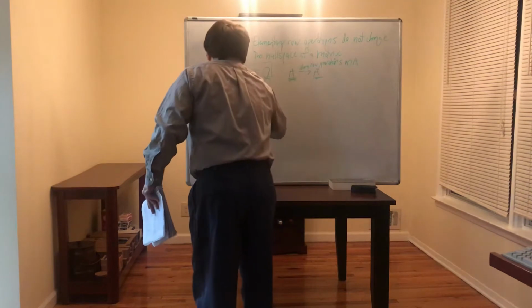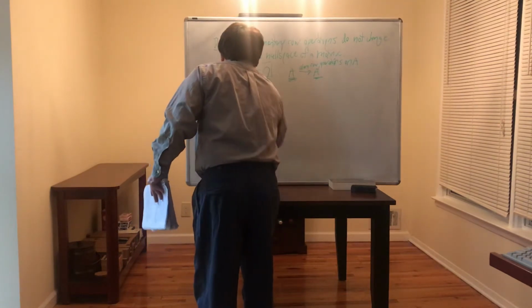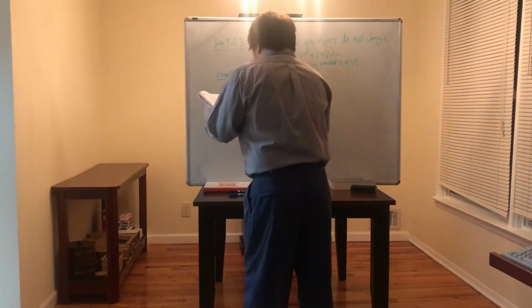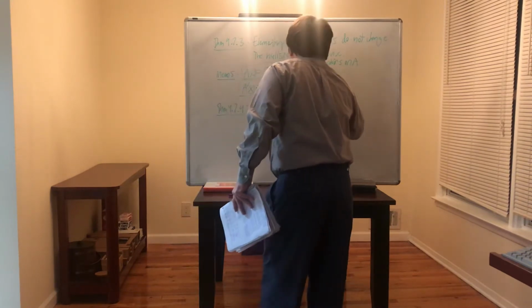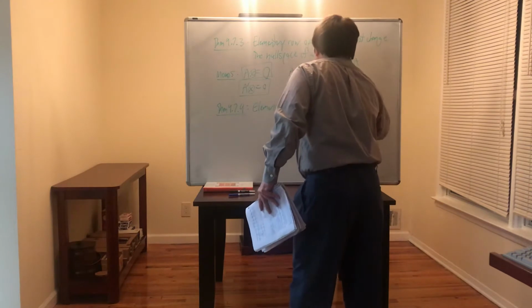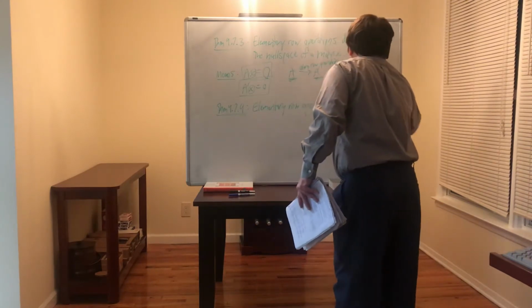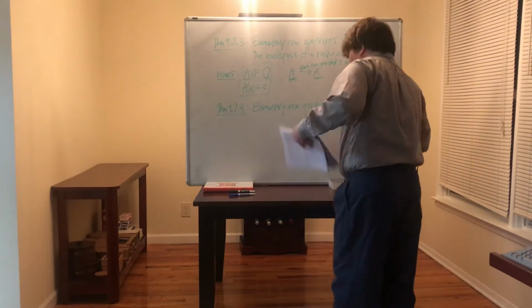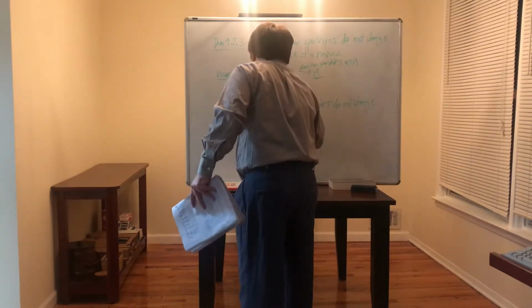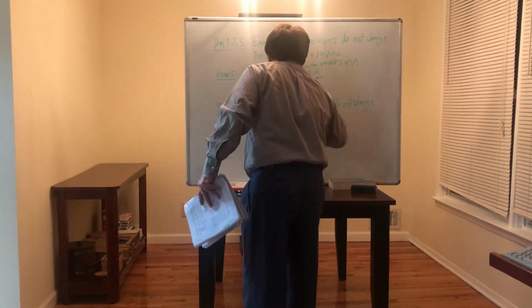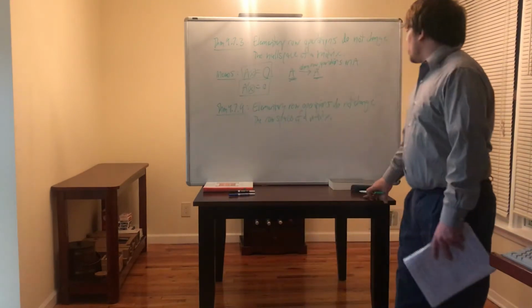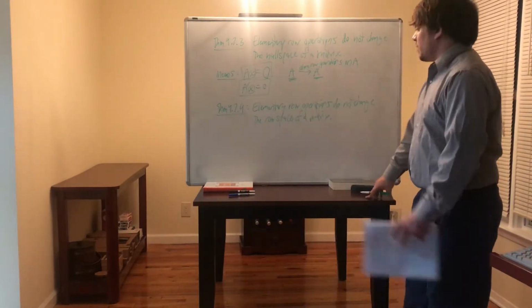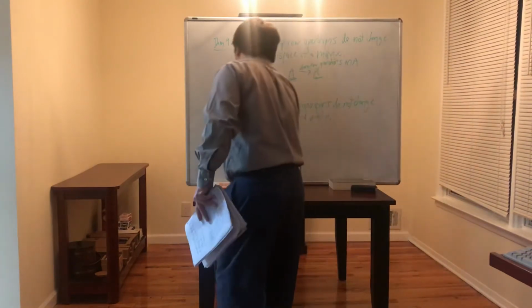Theorem 4.7.4. Elementary row operations do not change the row space of a matrix. Okay, so elementary row operations do not change the row space of a matrix. That's what that means.